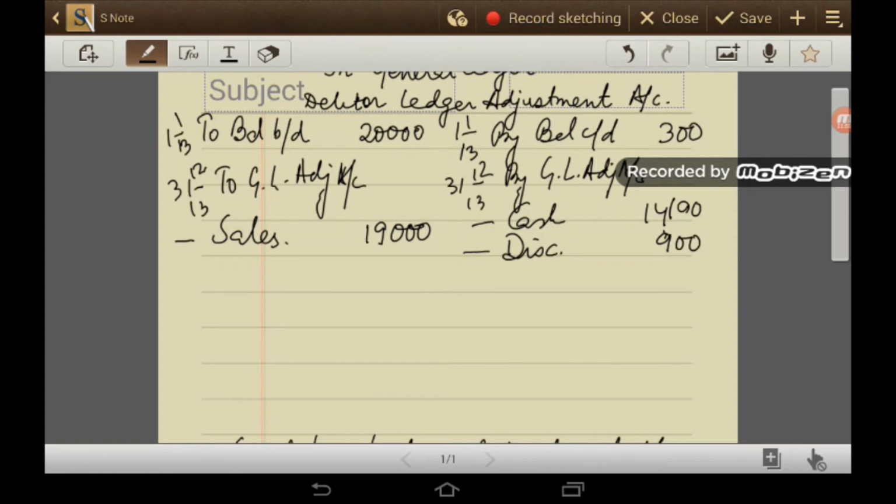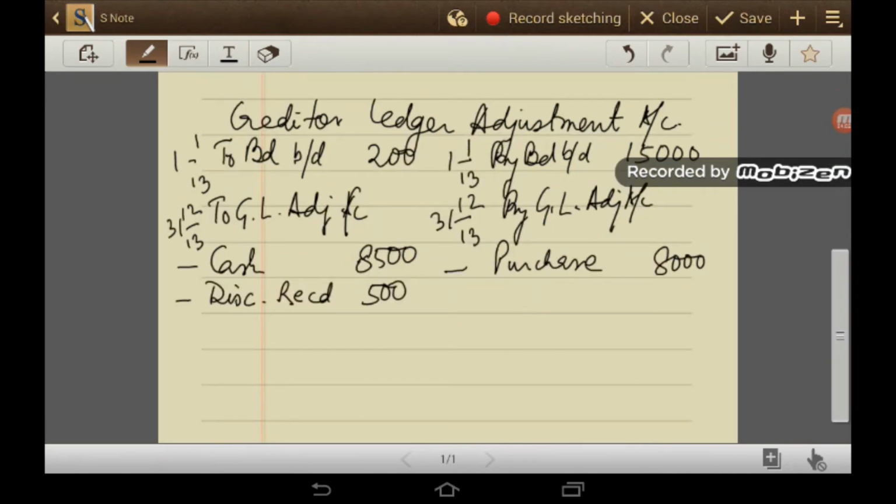The next item is bills payable accepted. Bills payable is an item of creditor ledger adjustment. So the journal entry is creditor ledger adjustment account debit to bills payable. So this is for 2,000 rupees.